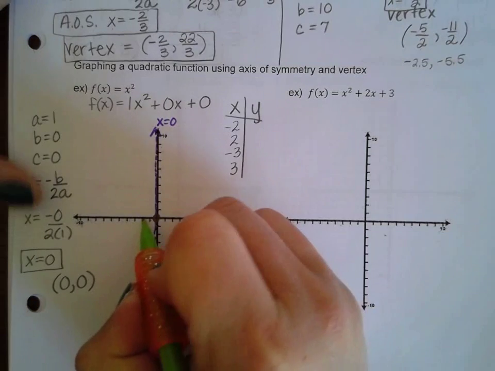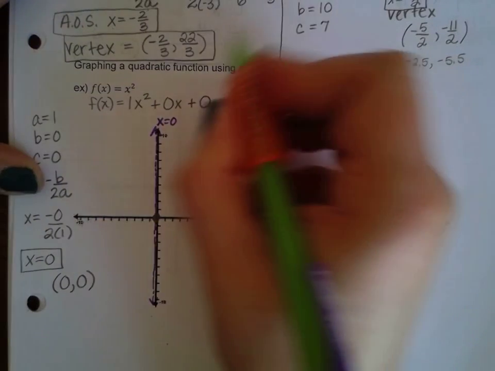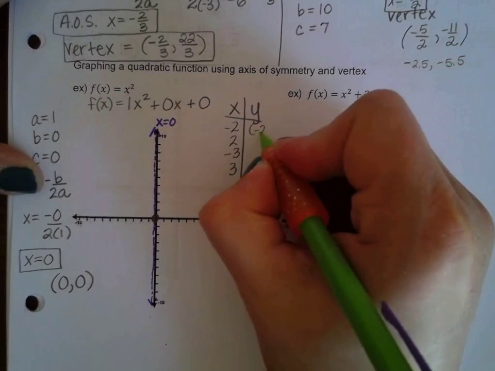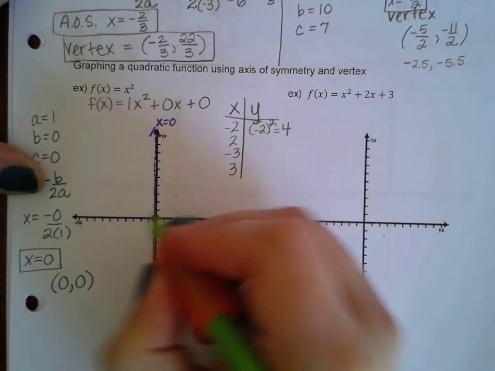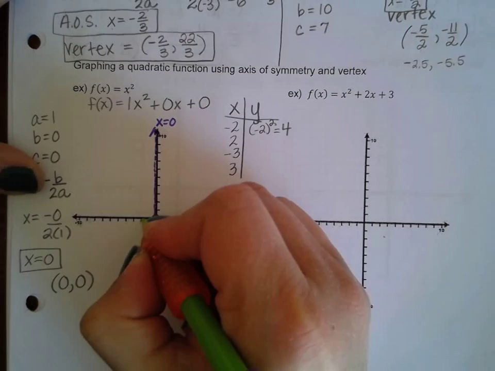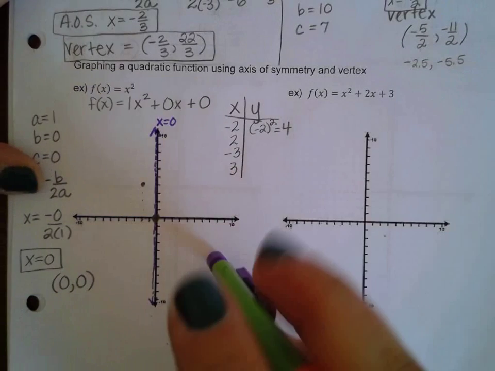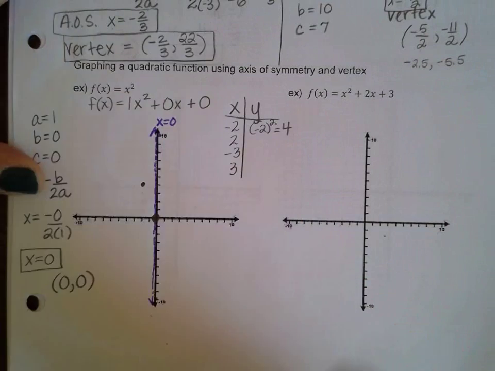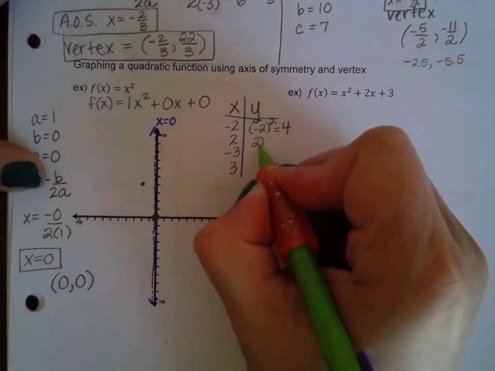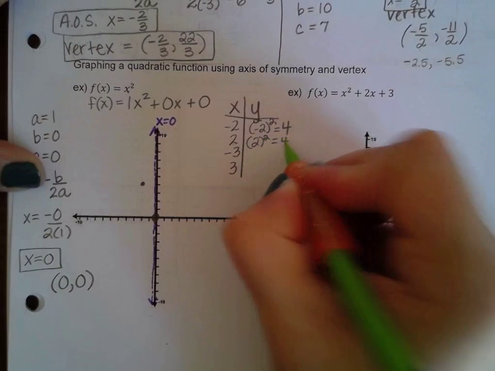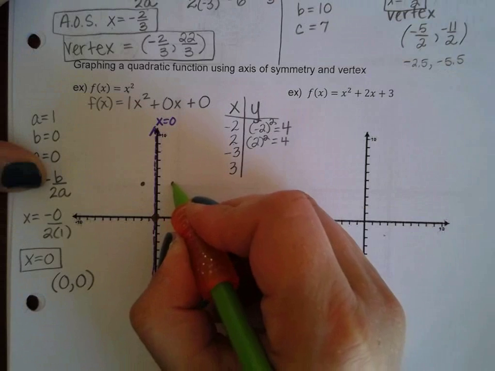So if I put -2 into my x, -2 squared is going to be 4. So at -2, you're going to go up 4. 1, 2, 3, 4. We're right here. Okay. And then if I put +2 into my x, this will be 2 squared. That also equals 4. So over 2 and up 4 right here.